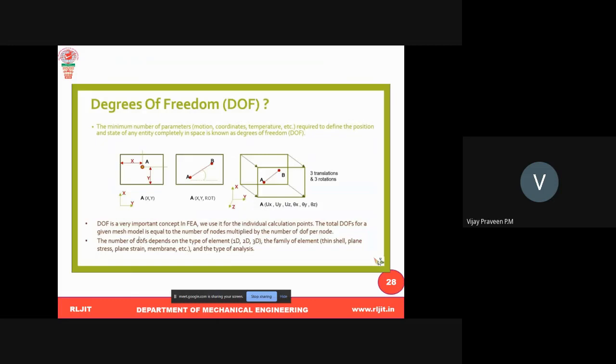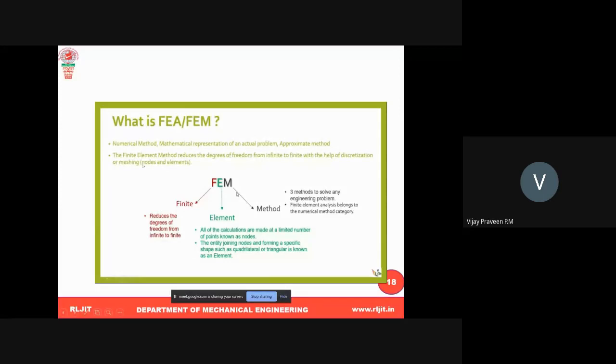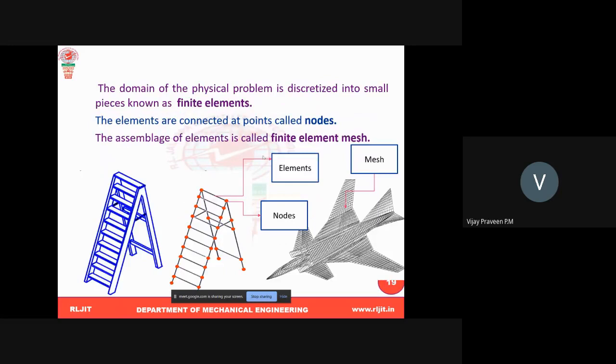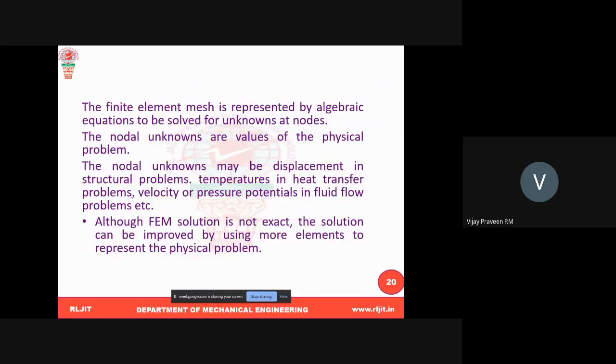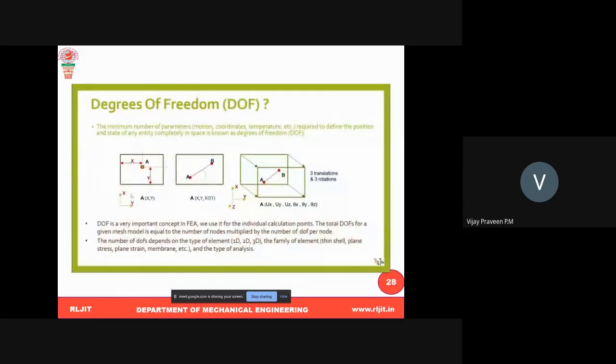Now, one more very important basis. See, as I explained here, the definition: the finite element method reduces degrees of freedom from infinite to finite with the help of discretization. If you take a complete structure like this, it has an infinite number of degrees of freedom. The more the degrees of freedom, the more tedious the calculation. If you have fewer degrees of freedom, you can easily calculate the result. That's why if you divide into a number of elements, it converts an infinite number of degrees of freedom to a finite number of degrees of freedom. That is FEM.